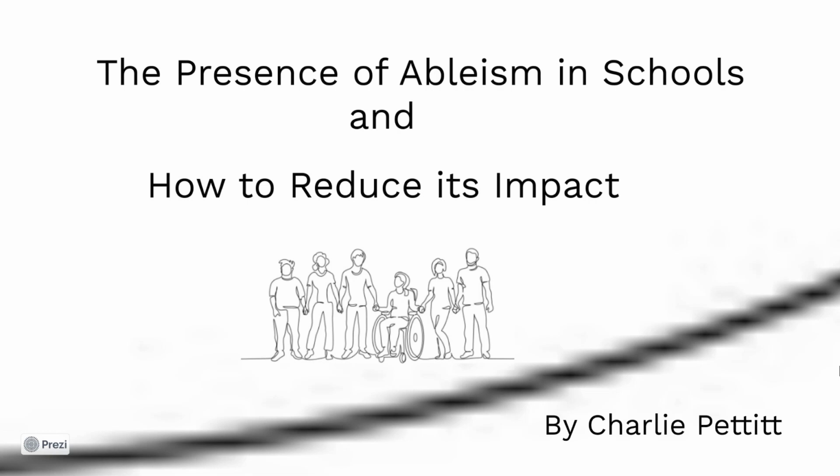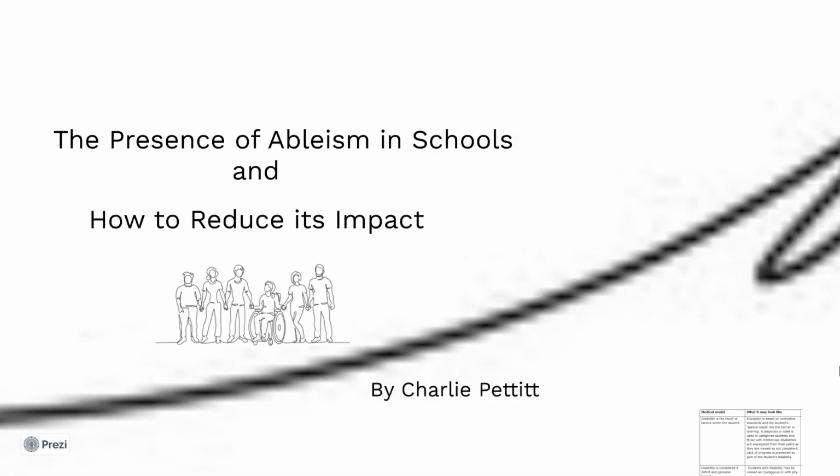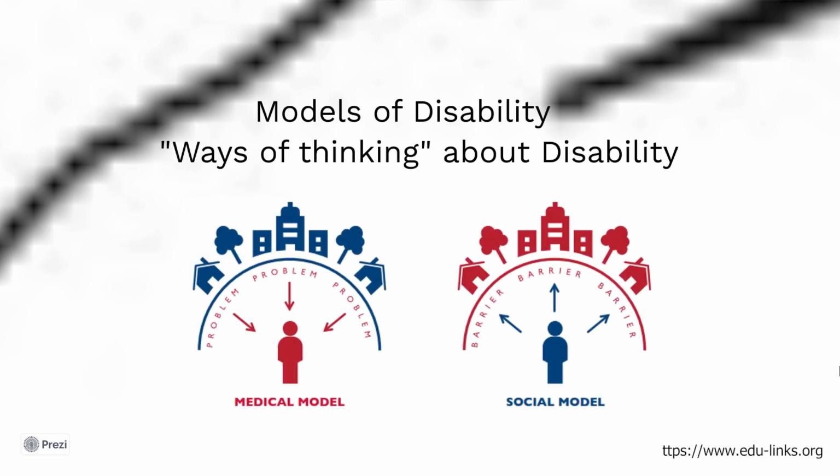Presence of Ableism in Schools and How to Reduce Its Impact by Charlie Pettitt. Firstly, we must consider the models of disability, or in other words, ways of thinking about disability. There are two main models, the medical model versus the social model.